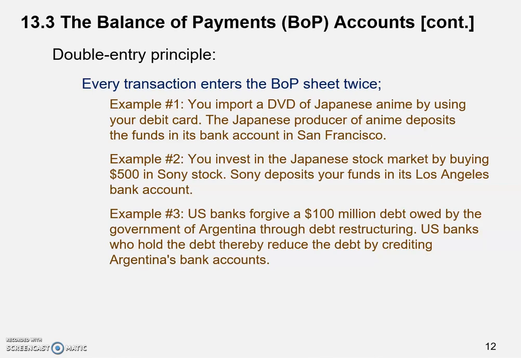Now here the U.S. banks who hold the debt thereby reduce the debt by crediting Argentina's bank accounts. So here you could imagine to do this, we could pretend there's $100 million flowing into the U.S. so these banks can use it to reduce the debt. Okay, so this is going to be a credit under a financial account. All right, so put together, it's a debit under capital account and credit under financial account.